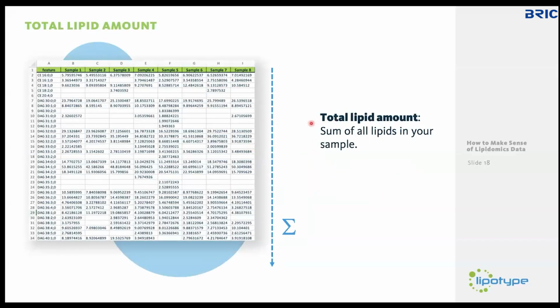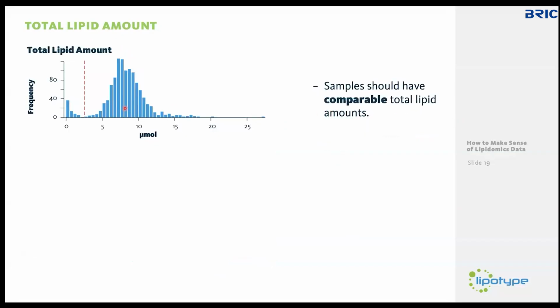Another thing that is always good to look at is your total lipid amount, which is simply the sum of all the lipids in your sample. And this is important. For example, if you look at this distribution, this is the total lipid amount on the x-axis and how often you have that on the y-axis. You notice that there is a nice distribution of these values around here, but you might have a few that have not been correctly measured, and that's something that should be discarded.